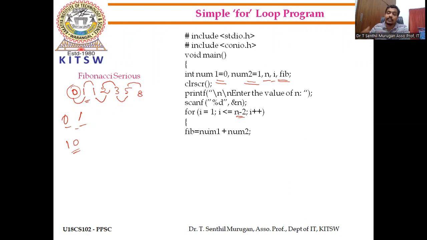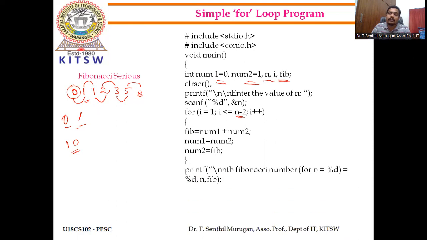So what is the Fibonacci series? The first number and second number will be added. That is the third number. That is the Fibonacci series. So after assigning the Fibonacci value, what do we have to do? The second number will become the first number. Then the summation of these numbers will be the next number, and that will be assigned to number two. This will continue, then we have to print the Fibonacci variable.